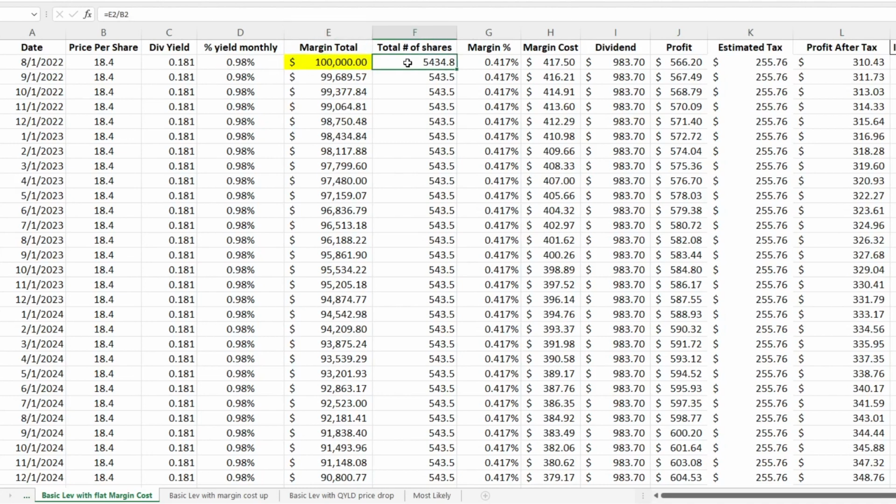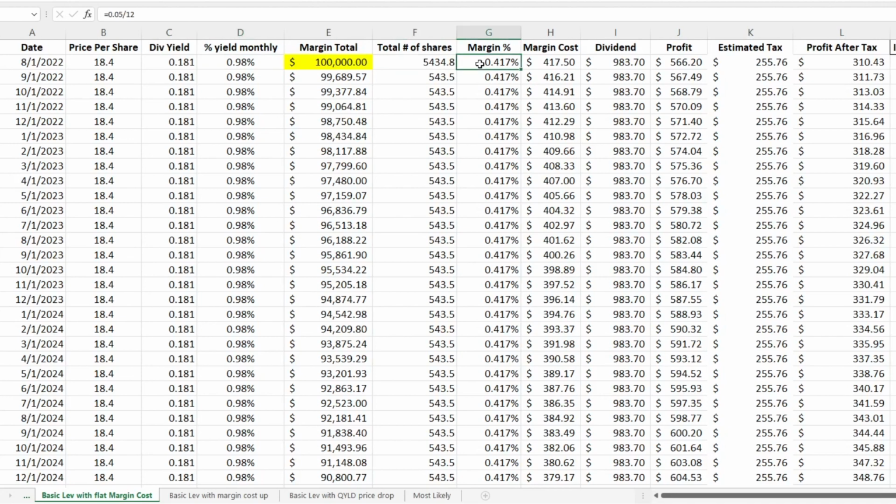If we were to buy on August 1st, we would have been able to purchase just around 5,500 shares. We know that the dividend yield is around 1%, so I did a conservative 0.98%. It stays around that. There are some months where it's higher, some months where it's lower, but typically 1% is what you can see on a monthly return, annualized 12%.